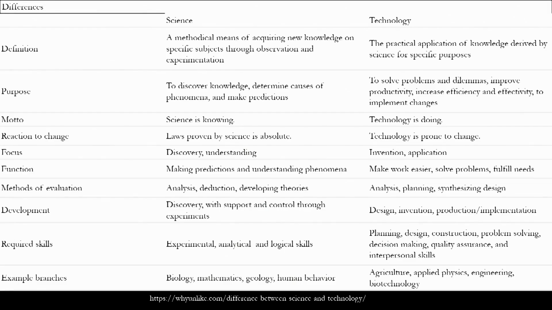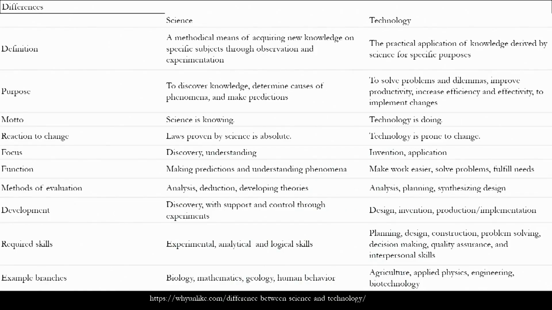Whereas in technology, it is analysis, planning, synthesizing, design. You analyze a problem, you plan how to resolve it, you then synthesize, design. You make a design to innovate, to make something out of it. Development: in science, it is discovery with support and control through experiment, and as we have discussed earlier, science focuses on discovery, and it uses experiment for making this discovery.